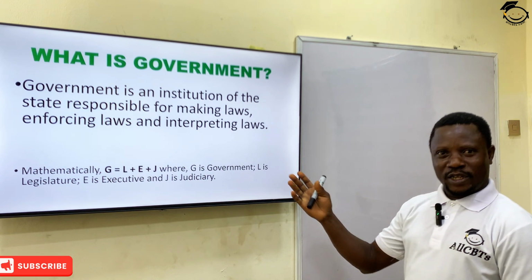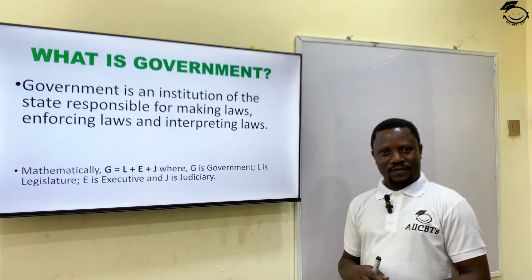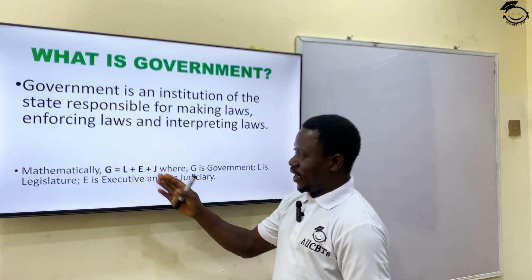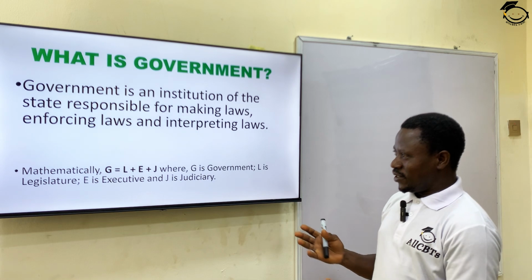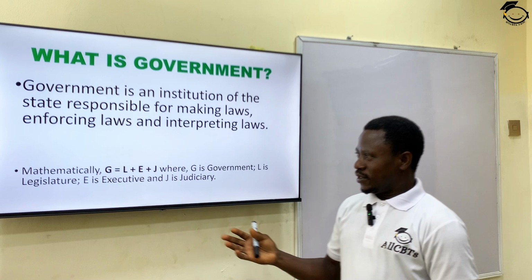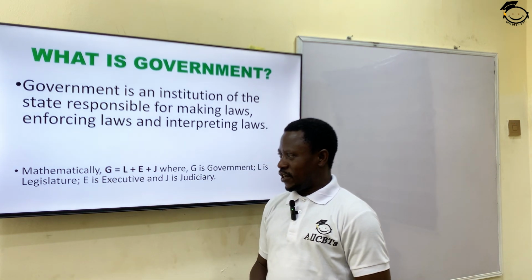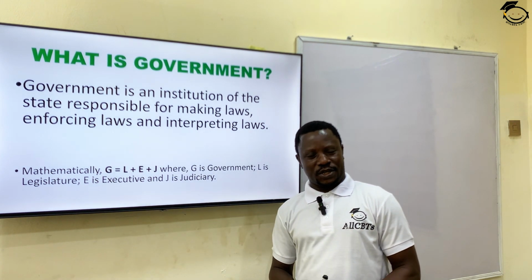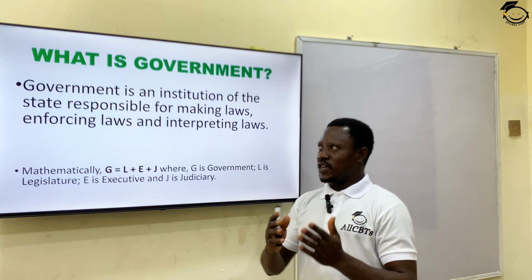Now, from that statement I just made, students, if you apply a mathematical equation, you will notice that we have the letter G, the letter L, the letter E, and of course the letter J. So government simply means G equals L plus E plus J. The letter G stands for government, the letter L stands for legislature, the letter E stands for the executive, and the letter J stands for judiciary. These are the three components that make up any government.